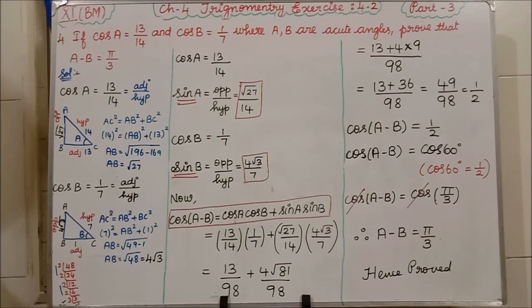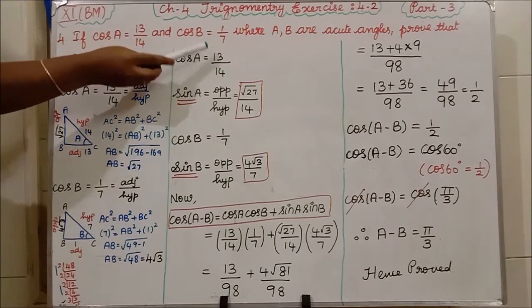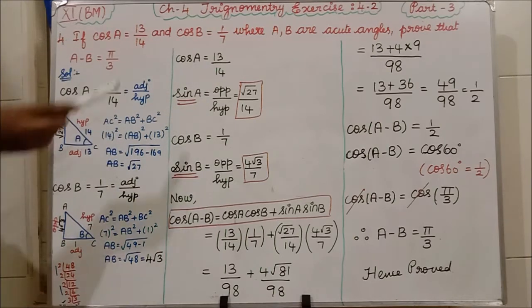Here only 3 is not having the pair. So how can I write it? 2 into 2 is 4, root 3, I can write. Okay, now only we are entering into the problem. See, cos A itself is given as 13 by 14. From this we can find the sin A also.